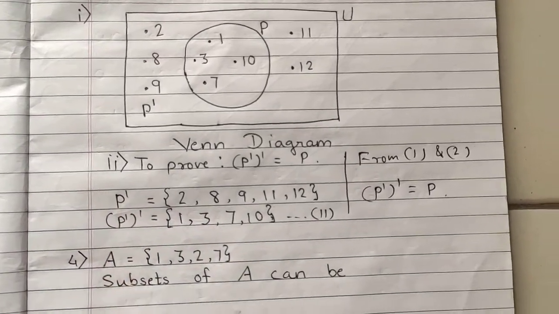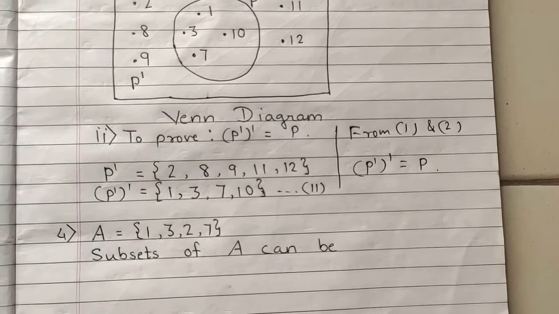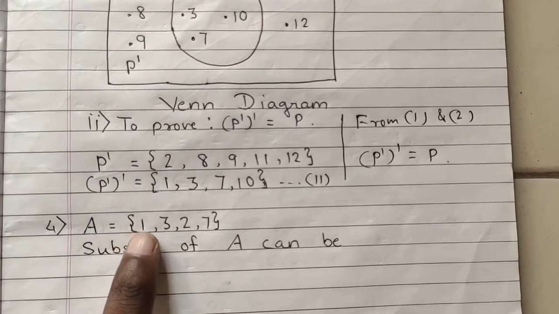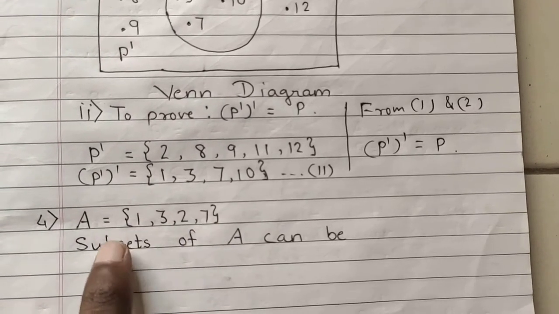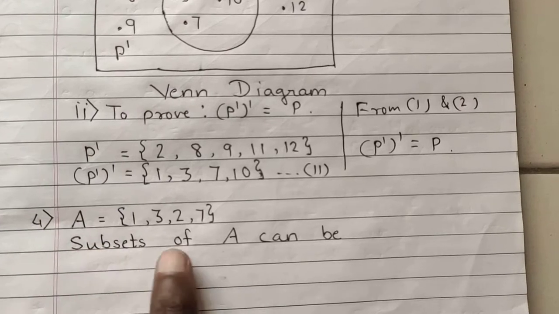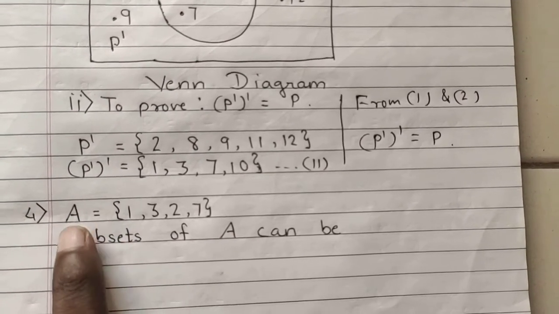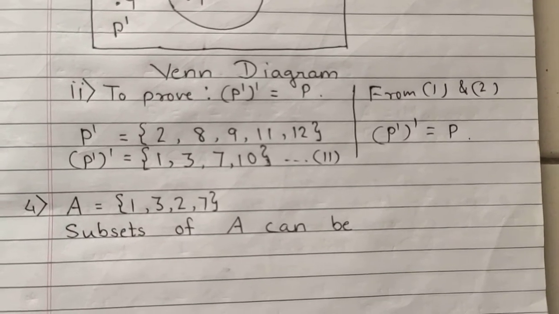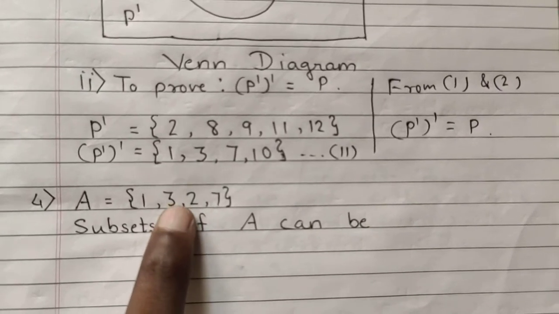Now let us see question number 4. In question number 4, what is the question? Already we are given set A, which contains element 1, 3, 2 and 7, and you have to write any 3 possible subset of A. Okay, so you have to write subset of A. Now what is subset? You have to write those sets which can be part of this set.